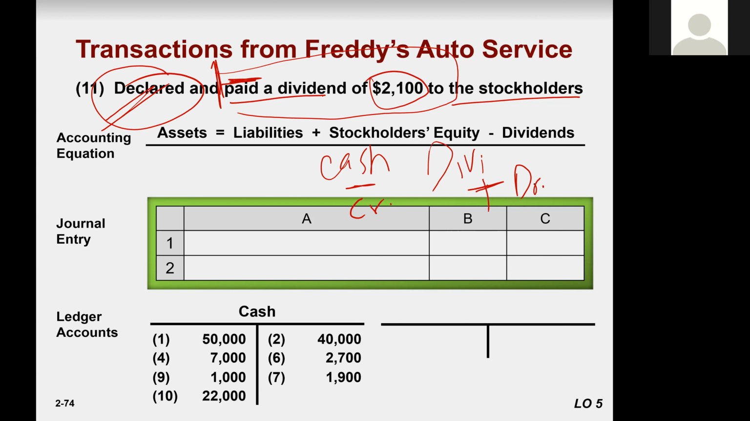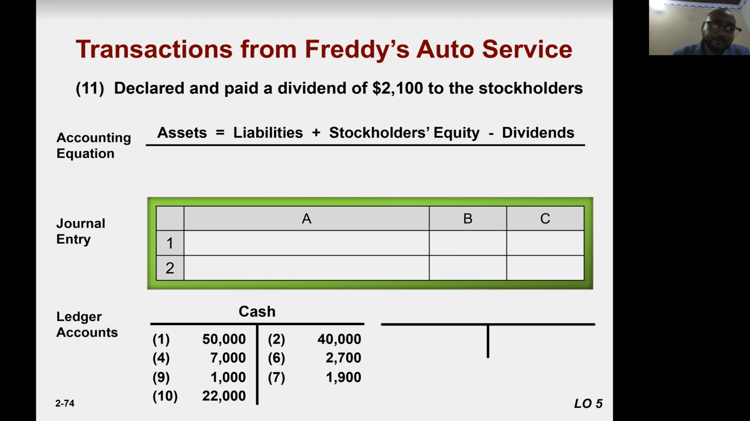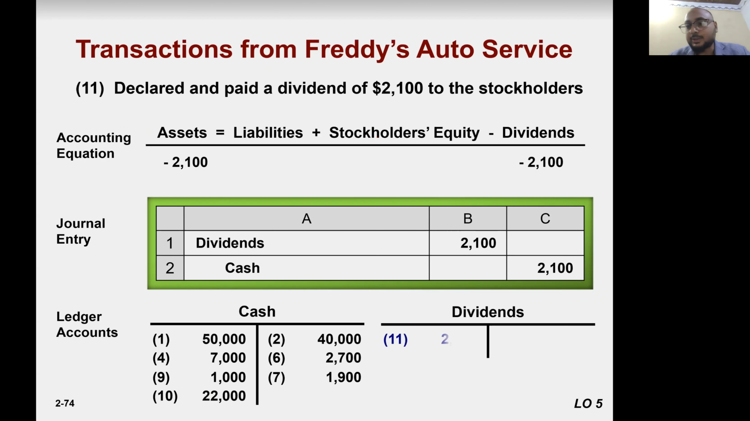Debit. Well done. Dividend is a stockholder equity account. Dividend increase means debit. Why? Because it decreases the stockholder equity. That's why. So what is the entry? Dividend to Cash. So you record it down. Cash is decreased. Credit side. Dividend here.